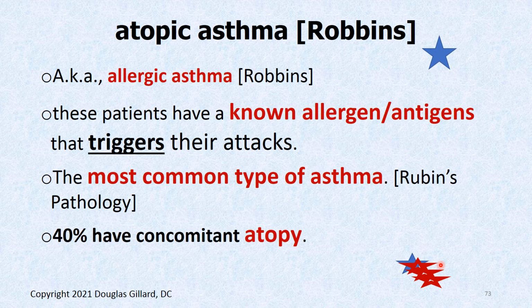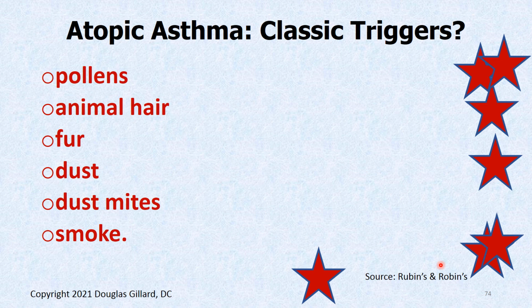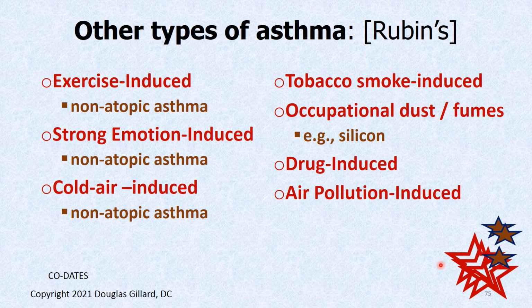Then there's atopic asthma, where there's a known trigger of some kind. This is by far the most common type. These patients, almost half of them, well, 40% of them have atopy. So if you have atopy, this is the type you're going to have. There's all kinds of triggers: pollen, animal hair, other fur from other animals, dogs, ferrets, you name it, dust mites, smoke, of course, cigarette smoke. The list goes on and on.